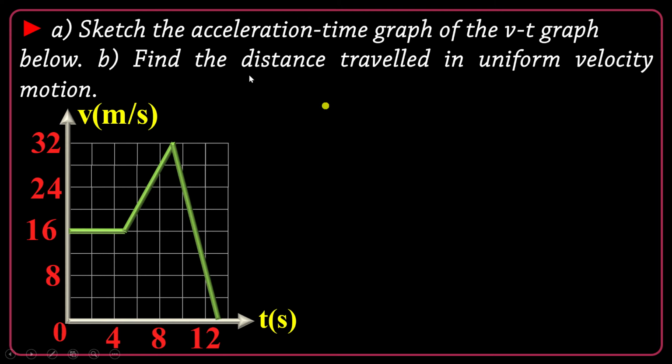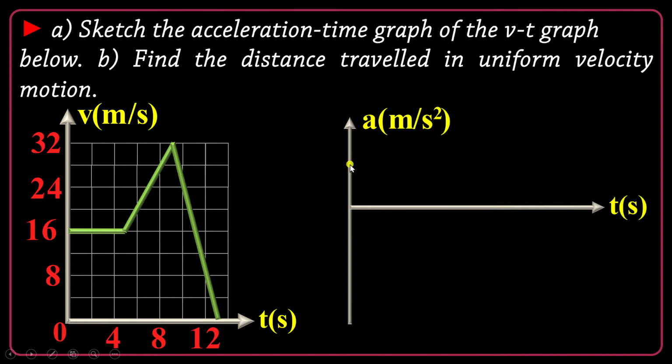Another question. Part A. Sketch the acceleration time graph for the VT graph below. Look at this. The VT graph at the beginning has no slope, I think for 5 seconds. And then it has a positive slope, so positive acceleration. And the last will be a negative acceleration. Okay, so let's draw it. At the beginning, for the first 5 seconds, there is no slope. The second part, positive slope.